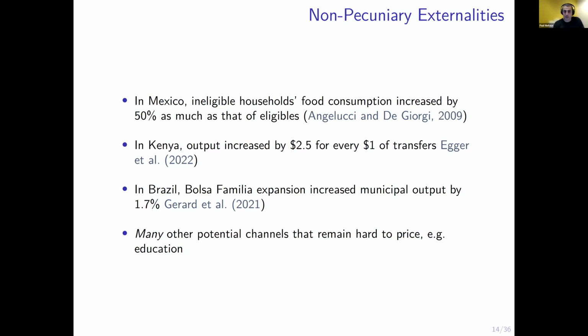The Bolsa Familia paper in Brazil that I mentioned earlier also found pretty substantial increases in municipal level economic output. There's a lot of stuff that's not priced in here, right? Here we're just looking at contemporary GDP. We're not looking at things like the social returns to education that might be different from the private returns, all these sorts of things. So I think there's a lot that's not in here that one could, in principle, look at.